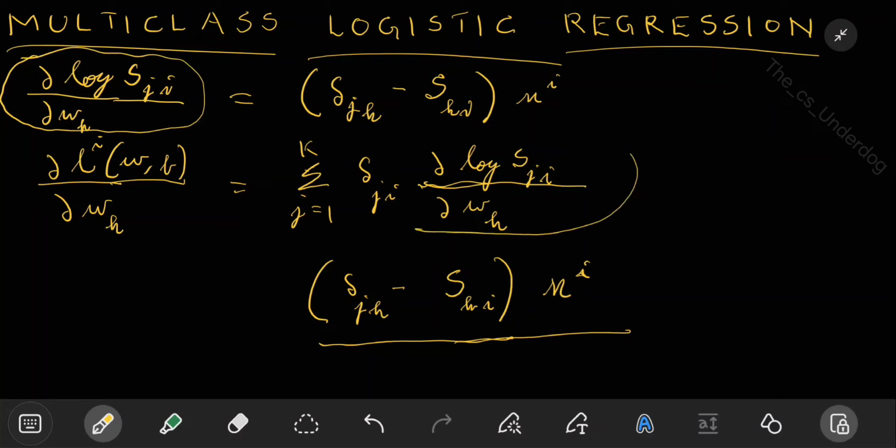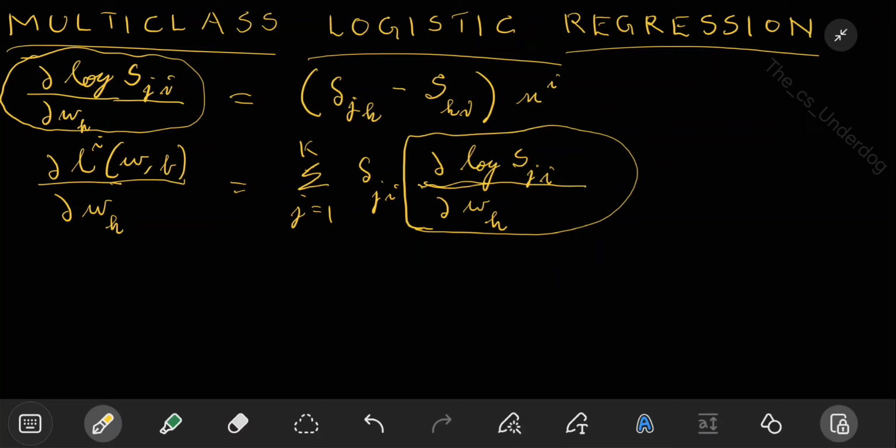So you got this term. This term you know now. So the next thing is you have to find the derivative of the whole, that is del by del wk of Li. Li is the log likelihood. So this wb I'm not writing, I'm directly writing Li. Okay, so this is the derivative of the log likelihood.